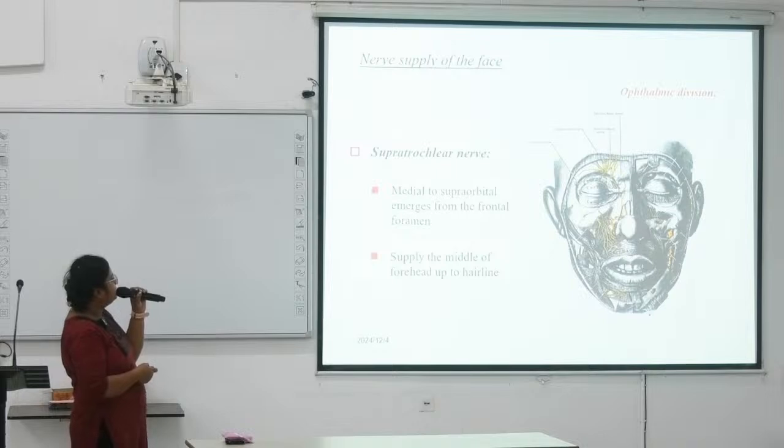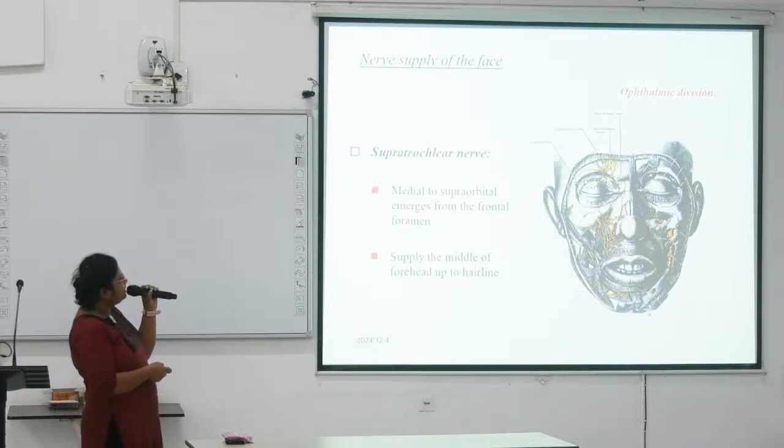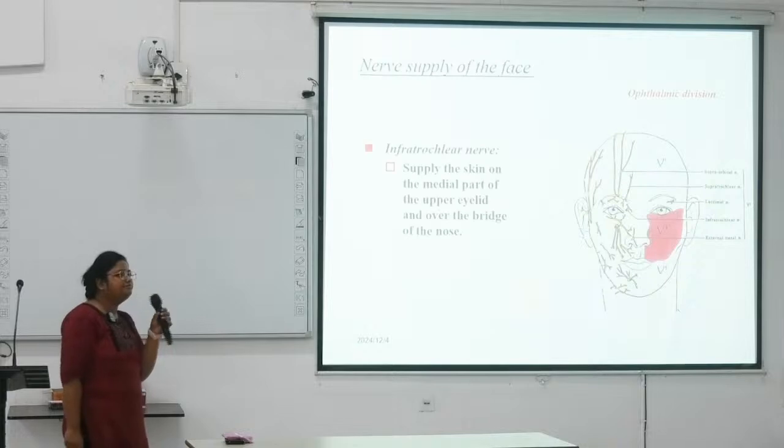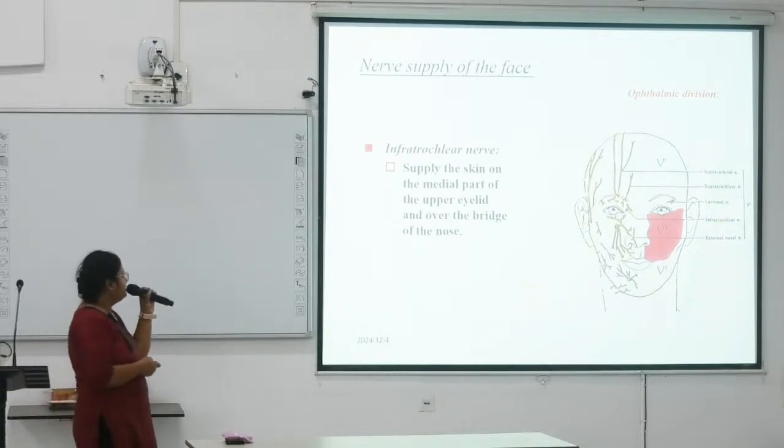Next is the supratrochlear nerve. Medial to the supraorbital, it emerges from the frontal foramen and supplies the middle of the forehead up to the hairline. Next is the infratrochlear nerve. It supplies the skin on the medial part of the upper eyelid and over the bridge of the nose. This part is known as the bridge of the nose.